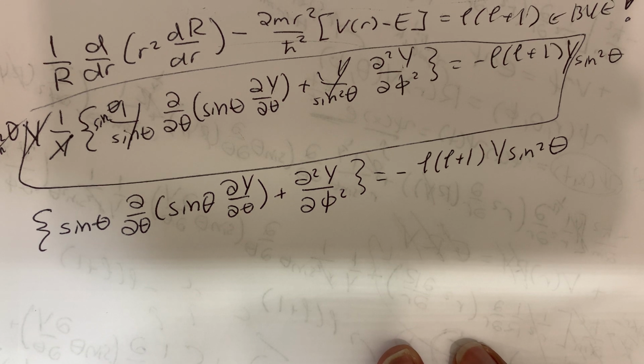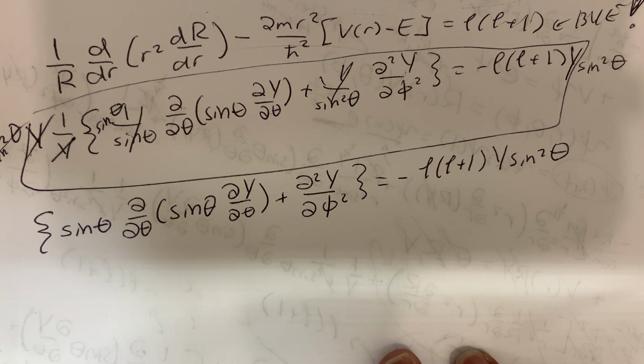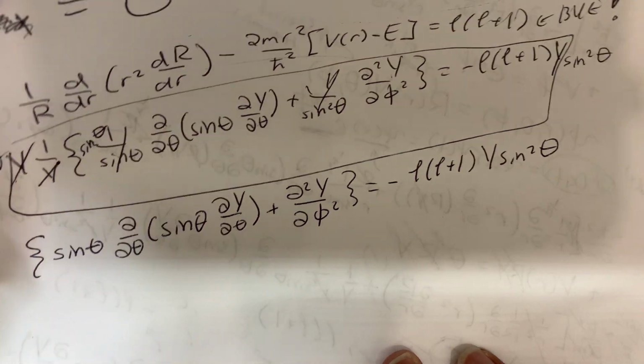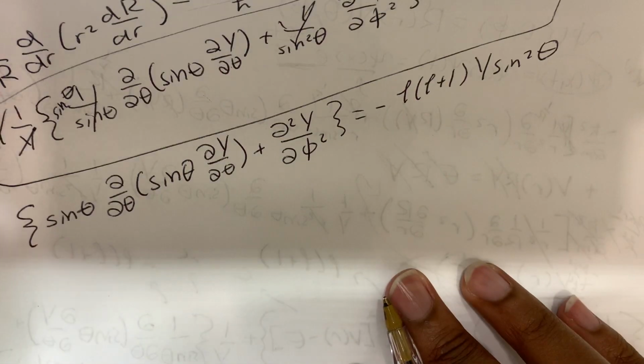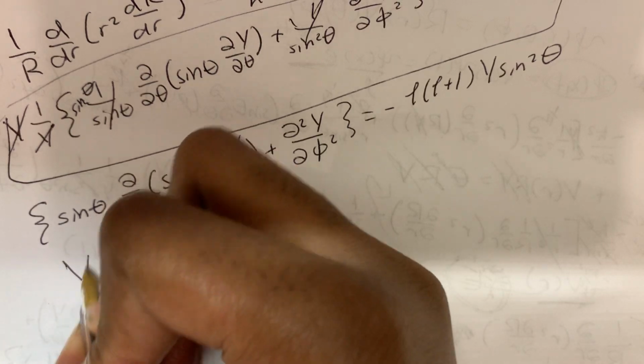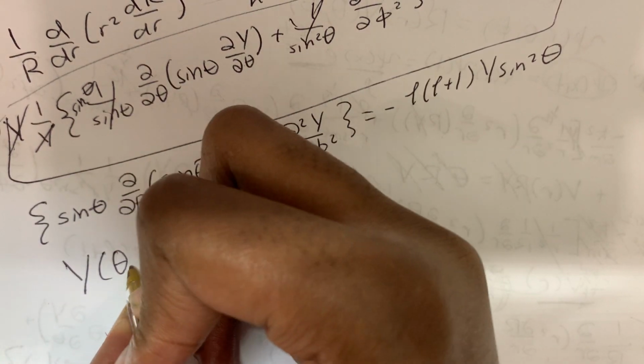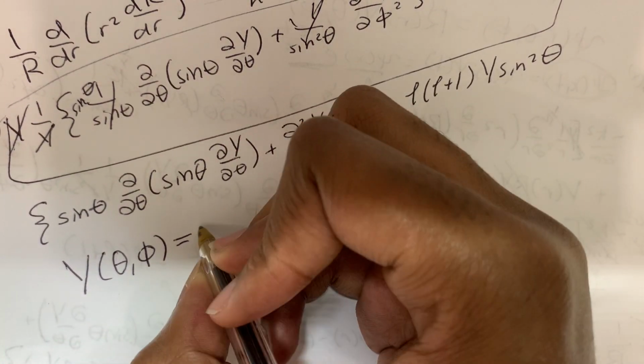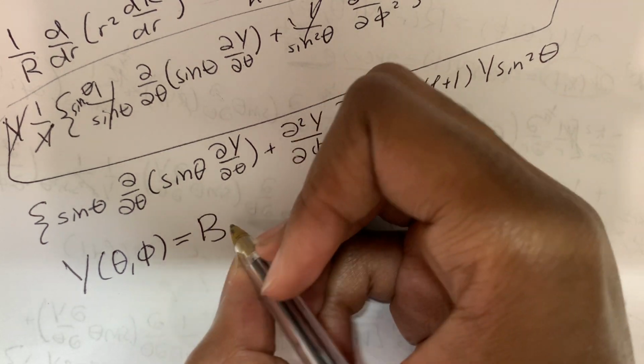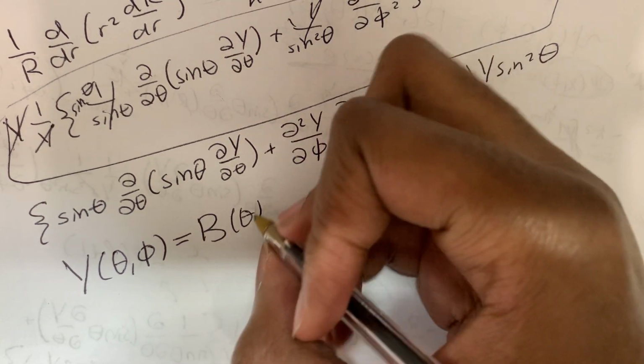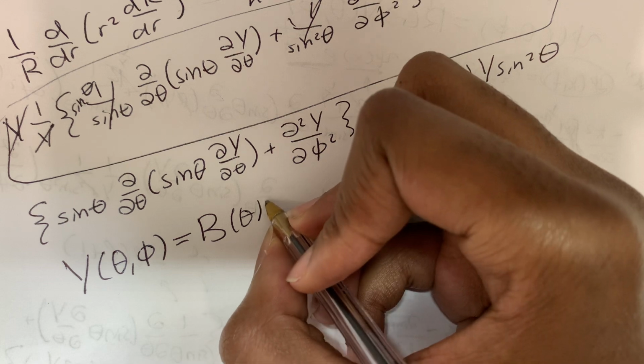Well, now we can do separation of variables. We can substitute Y of theta and phi into a purely theta dependent term, big Theta, and a purely phi dependent term, big Phi.